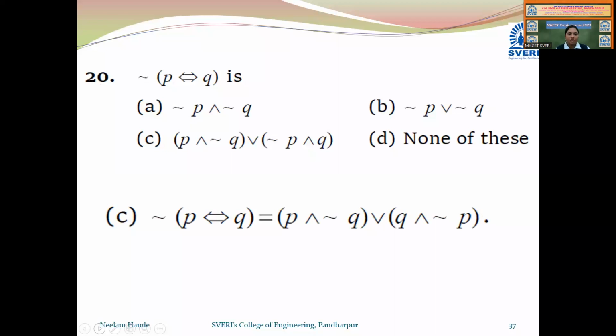Do this. Negation of P double implication. Ma'am, C is correct. This is a standard statement. Yes, standard statement. We have C: P and negation Q or negation P and Q.